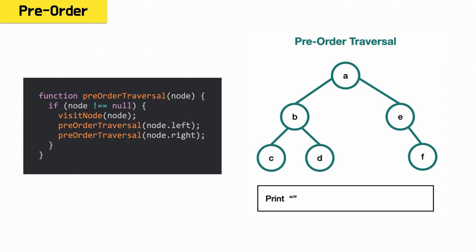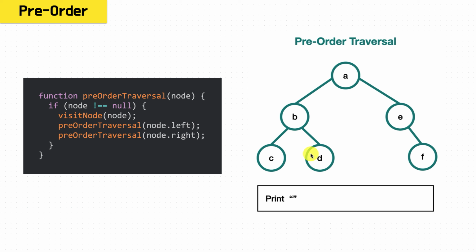The next one to consider is pre-order traversal, and what this does is it visits the current node before visiting any children. So here, we would visit A first and then go left. Then we would visit B and then go left. Then we would hit C and then return here. Then we go right, and so on.